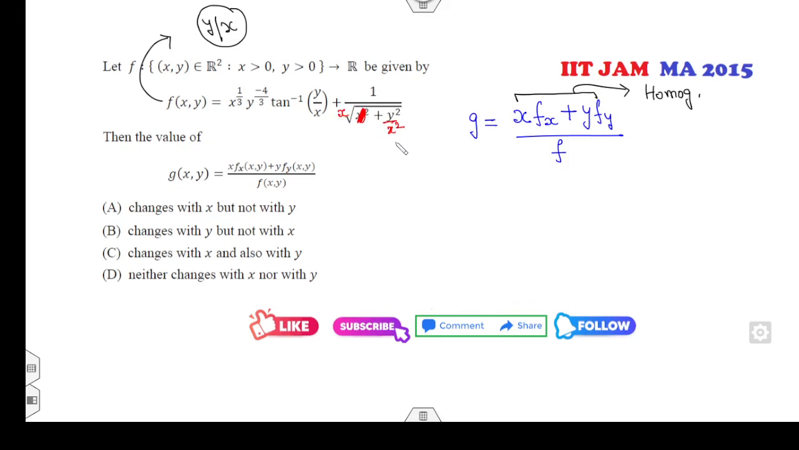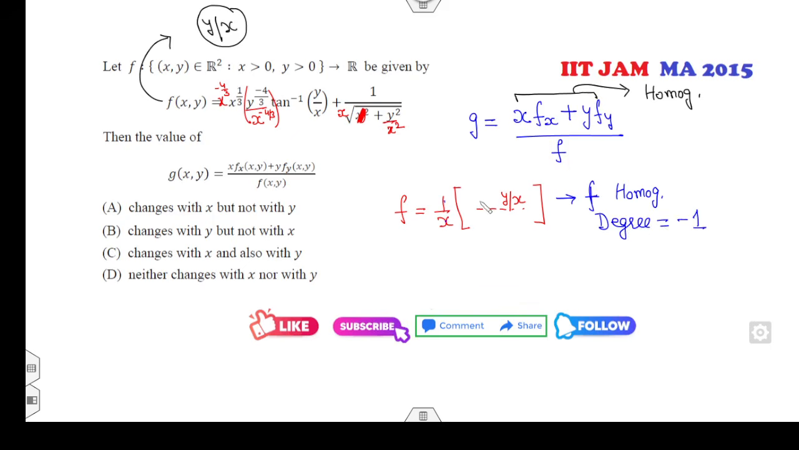Fine. You have this now. I can divide, this power is minus 4 by 3, I can multiply this value by -4/3. So that becomes 1/x. So I can write f is 1/x outside and the inside function is of the form y/x. So that means f is a homogeneous function. What is the degree? Degree is -1. It goes up and becomes -1.